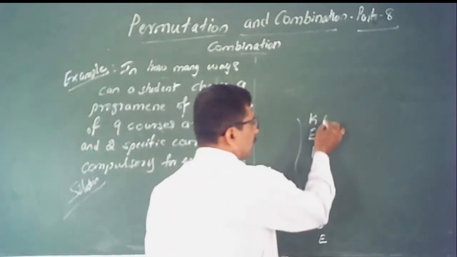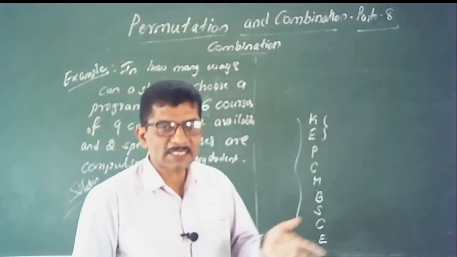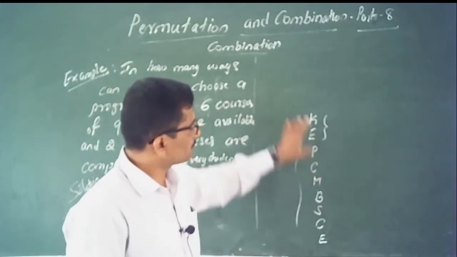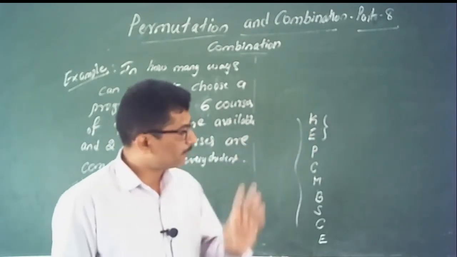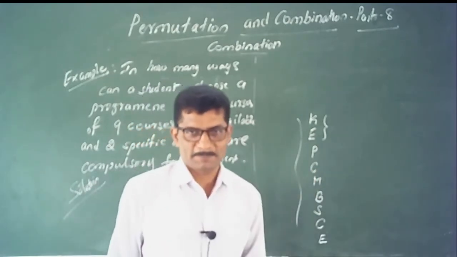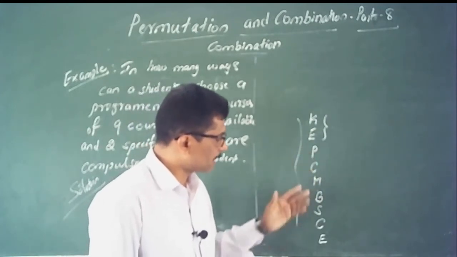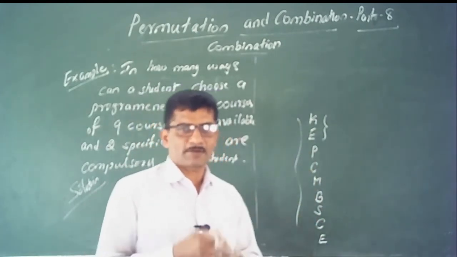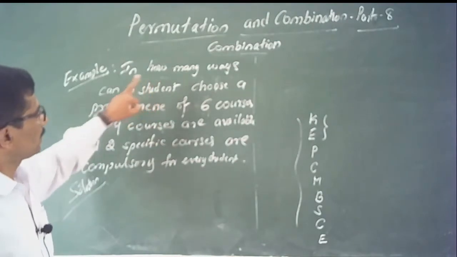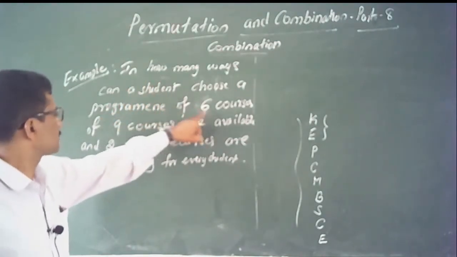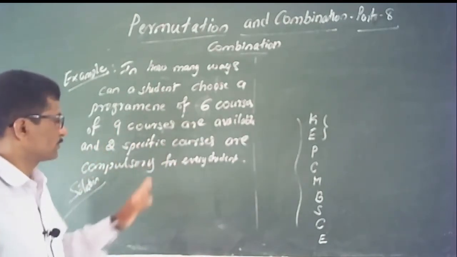Here the languages: suppose 3 languages are given, you can select any 2. But here it is given that Kannada and English, these 2 subjects, are compulsory. Then for the remaining, you can select any 4 subjects out of 7 subjects: Physics, Chemistry, Maths, Biology, Statistics, Computer Science or Electronics. That is the meaning of the question. In how many ways can a student choose the program of 6 courses when 9 courses are available and 2 are specific courses for every student?